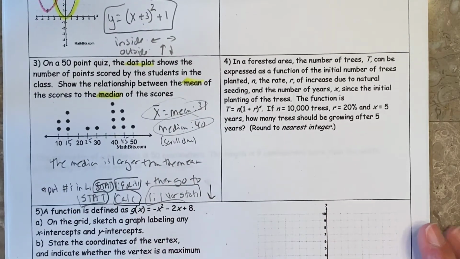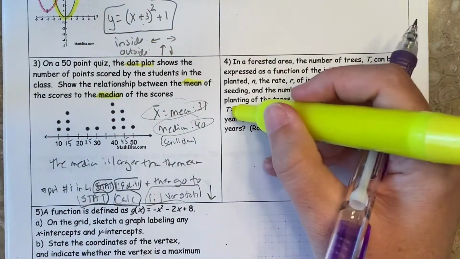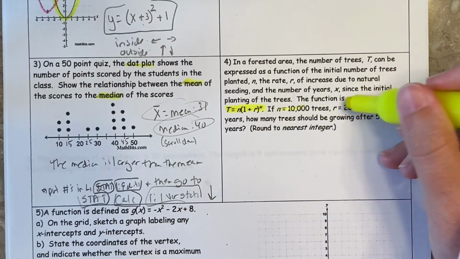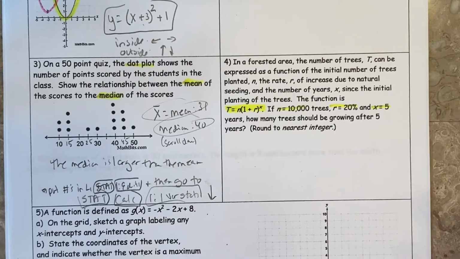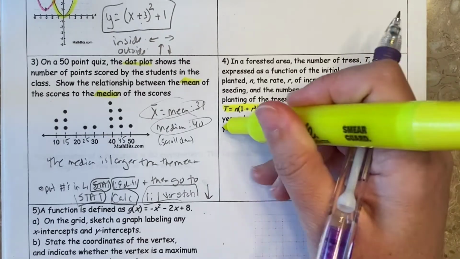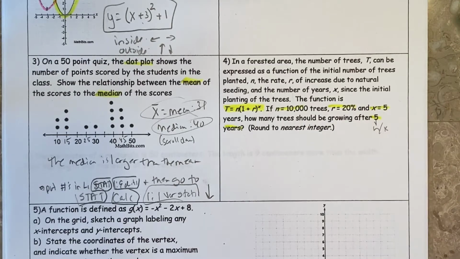All right, number 4. In a forested area, the number of trees, T, can be expressed as a function of the initial number of trees planted, N, the rate R of increase due to natural seeding, and the number of years, X, since the initial plant of the trees. So we have this crazy looking function, and then they tell us that N is 10,000, R is 20%, X equals 5. This actually looks like our exponential growth and decay. They just happen to switch it up and use different letters. So how many trees should be growing after 5 years? We want the nearest integer.